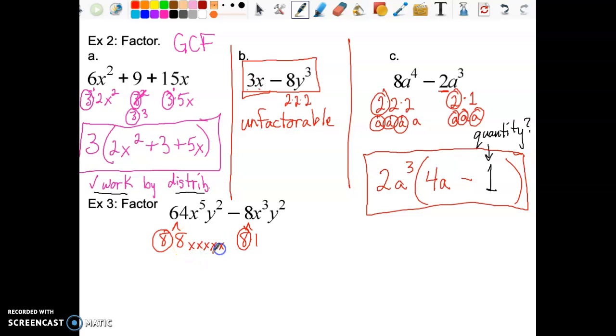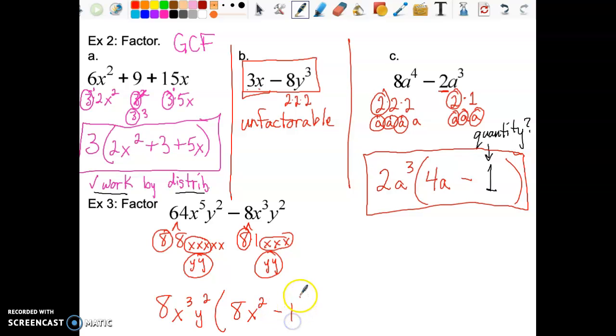There's 5 of them. There's 2 y's. There's 3 x's here. There's 2 y's. So as you circle the 3 x's in common, the 2 y's in common, you can then identify your answer as 8x cubed y squared times the quantity 8x squared minus 1. And again, you can check your work.